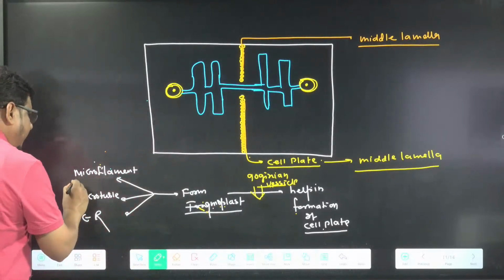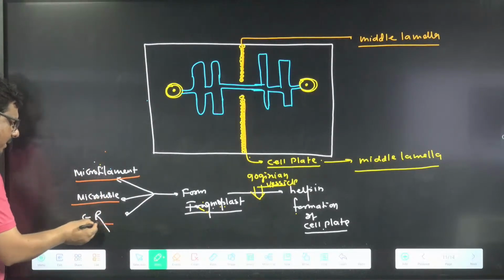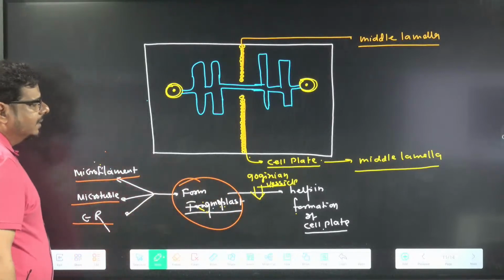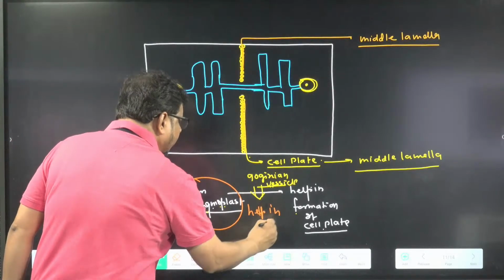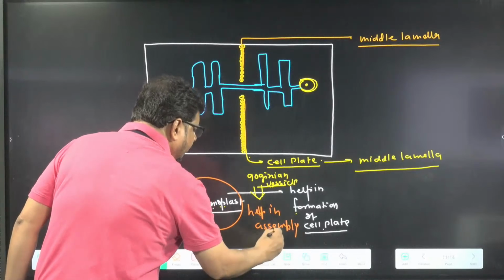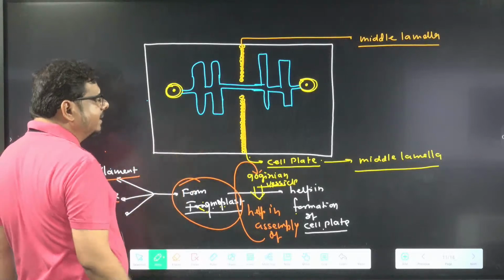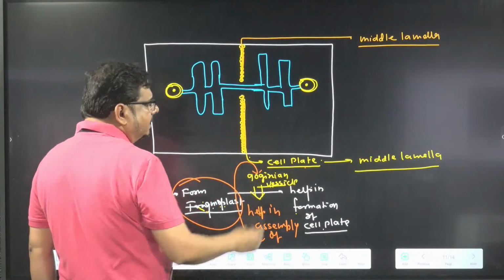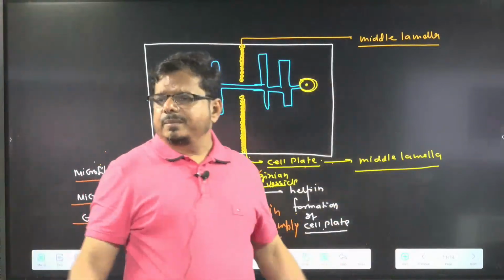What I am telling, here who is there? Microfilament, microtubule, ER, all together forming the phragmoplast. These phragmoplast help in assembly of which one? Golgian vesicle. When Golgian vesicles assemble, they form which one? Cell plate. And cell plate later on converted into middle lamella. Entire picture came or not?